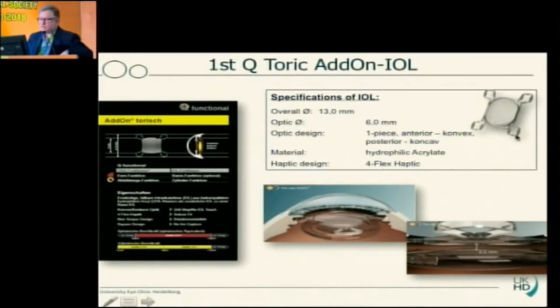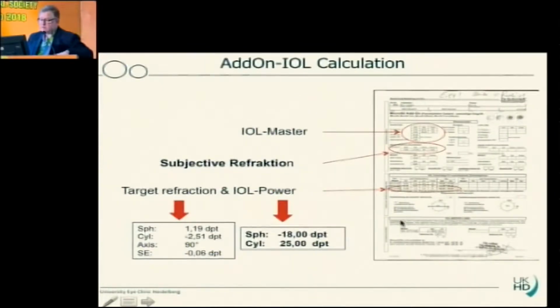So we calculated individually an add-on lens for this. That is a hydrophilic lens with a 4-point fixation, which really is very good in terms of rotational stability, much better than some of the others. So the calculation with the company together in this specific case ended up with a lens with -18 and +25 cylinder.